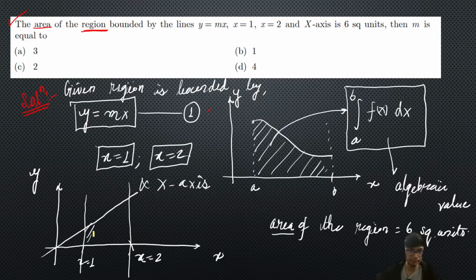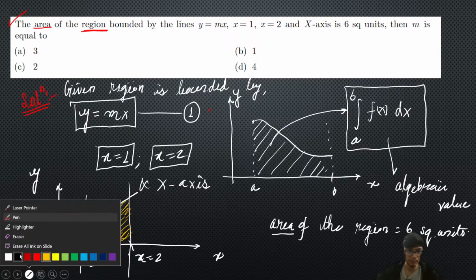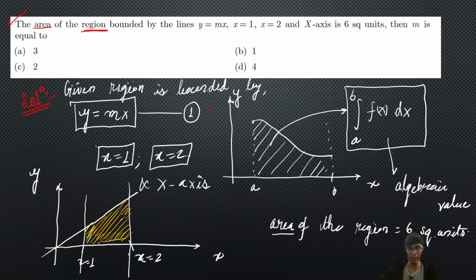So the required region we are looking for is this particular region. Let me take a highlighter and highlight this, maybe in a different color. So yeah, we are looking at this particular region, bounded by these three lines: the x-axis, x is equal to 1, x is equal to 2, and the straight line y equals mx. So from here I got the information about the region. I have to find the area of this region and equate it to 6 square units. So how are we going to solve this?